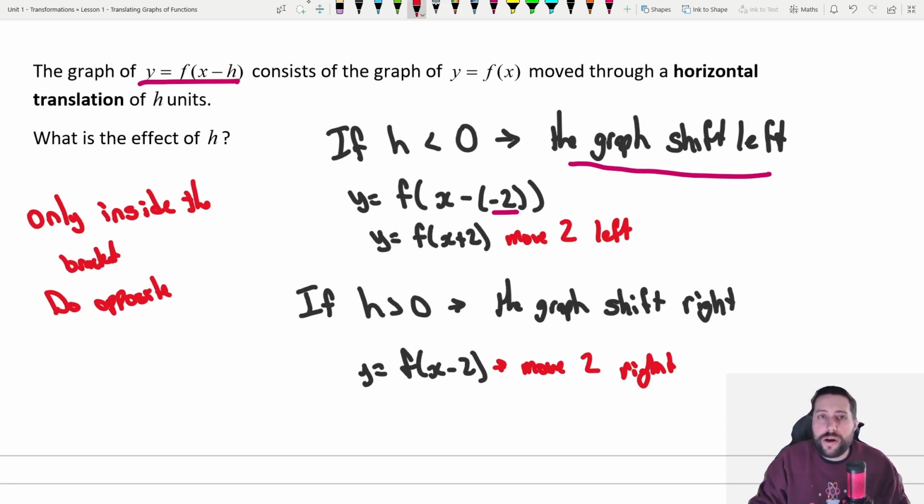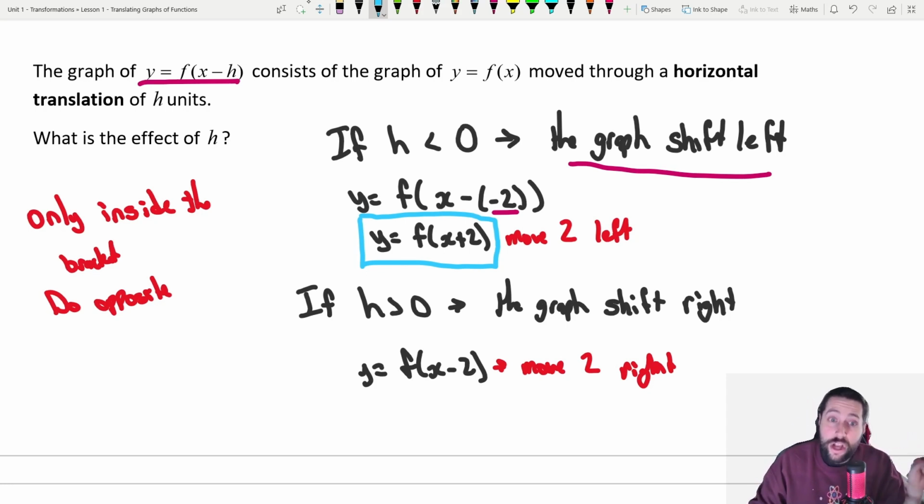Okay, so what do I mean by that? In this example, if we're just looking at f of y is equal to f of x plus 2, this is saying plus 2, so we would automatically think that 2 is positive, meaning we should move it 2 to the right. But because it's inside the bracket, we should do the opposite. We should actually be moving it 2 to the left.